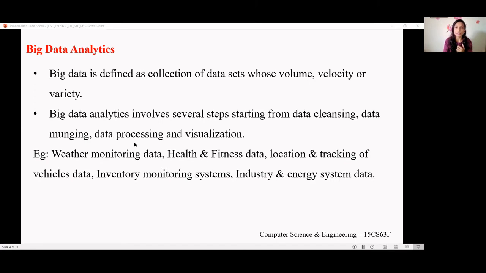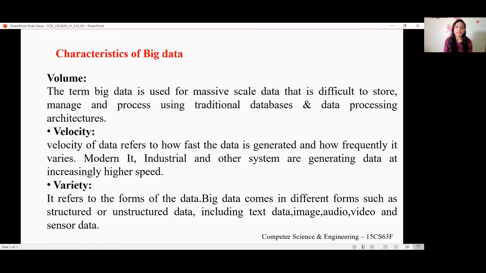Examples are weather monitoring data, health and fitness data, location and tracking of vehicle inventory. So all these things are applications we have studied, no? All places we can use big data analytics. So this is very important.